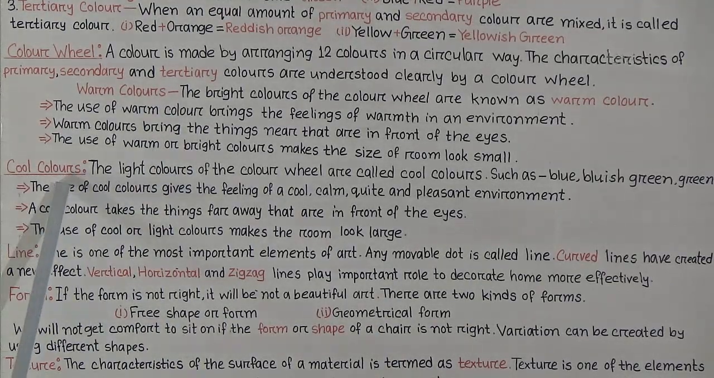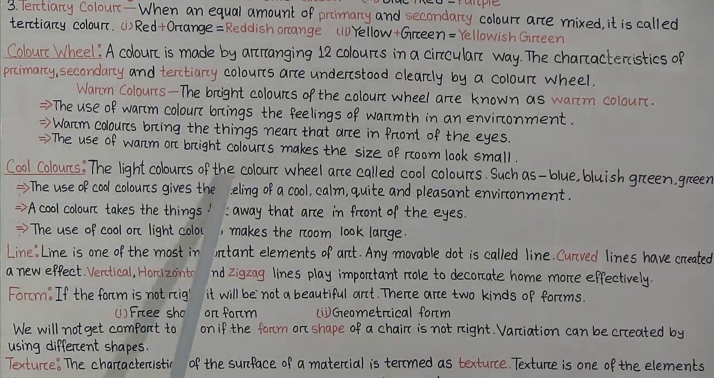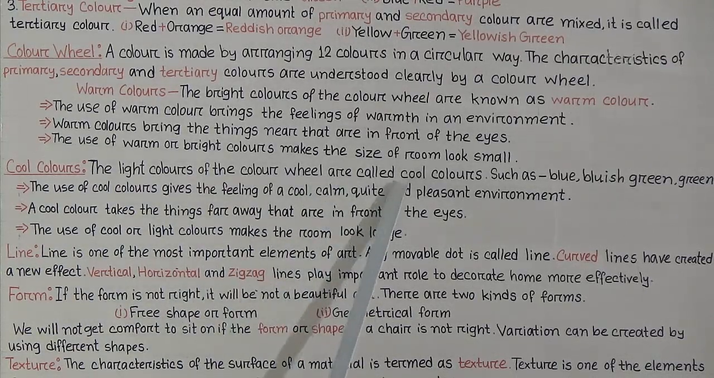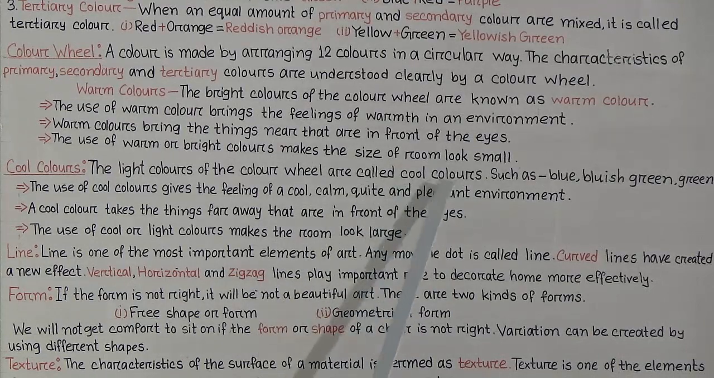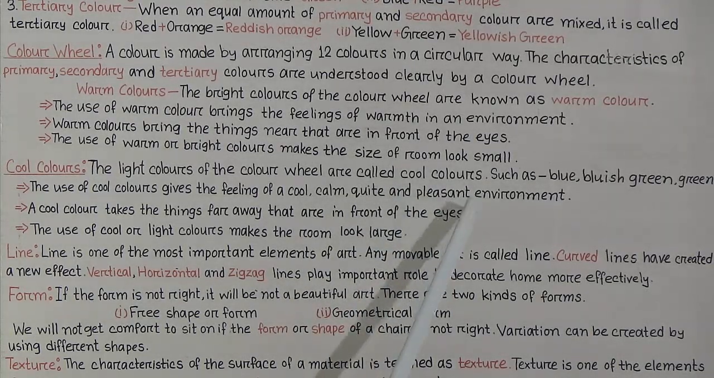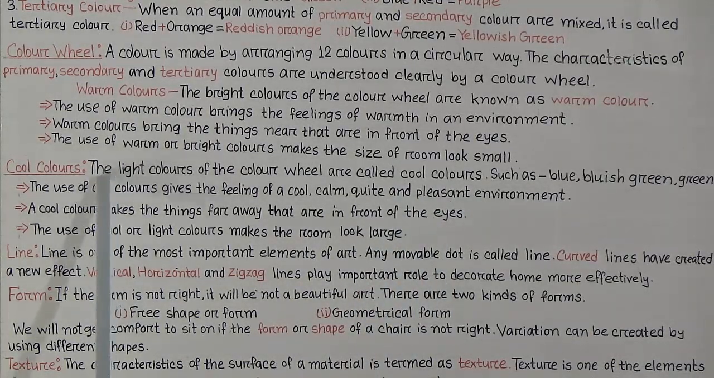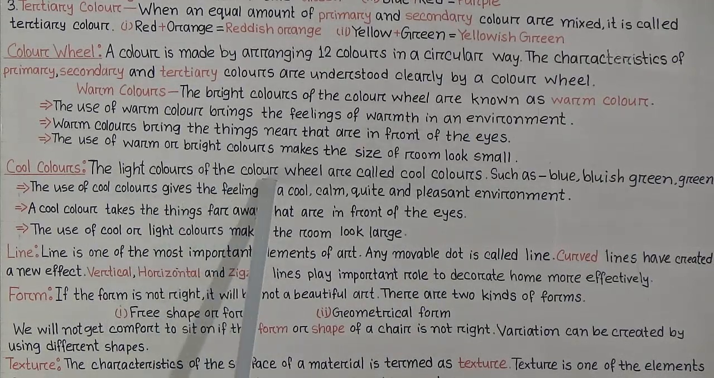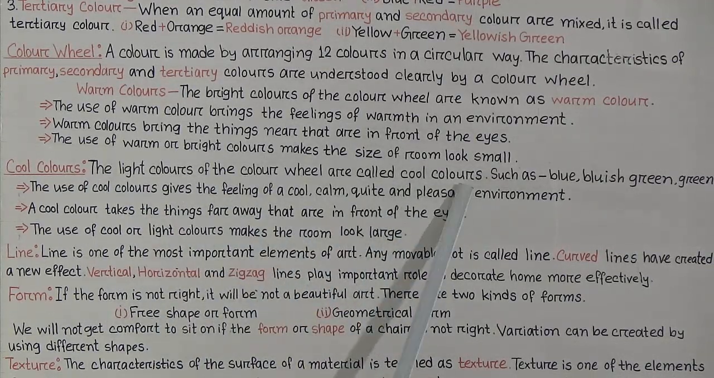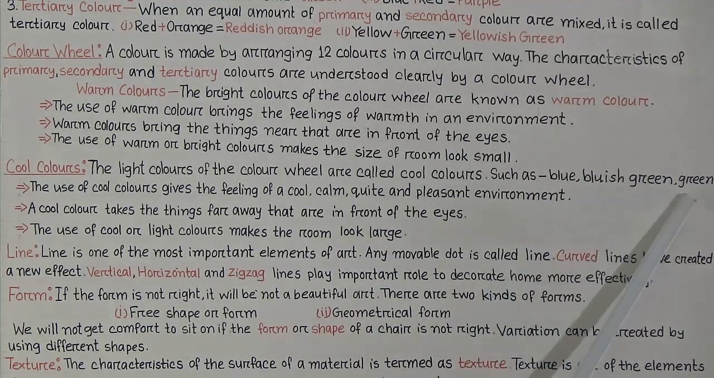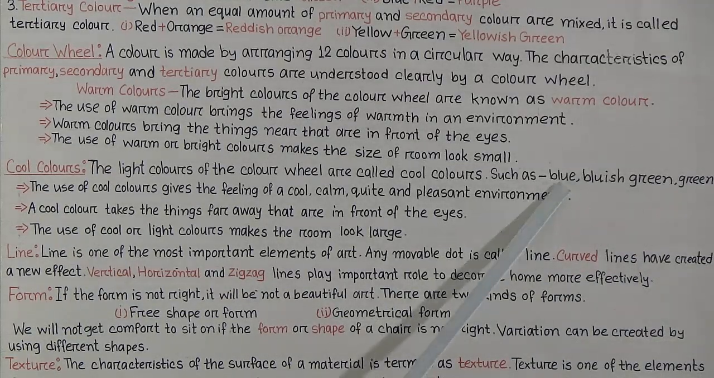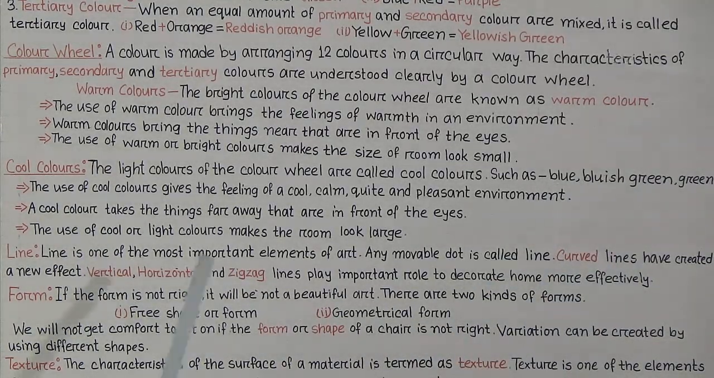Now cool colors. The light colors of the color wheel are called cool colors. Then again the question is, what are cool colors, or define cool colors? You can write, the light colors of the color wheel are called cool colors, such as blue, bluish green, green. So these are cool colors. When you see blue or green, we feel comfort.